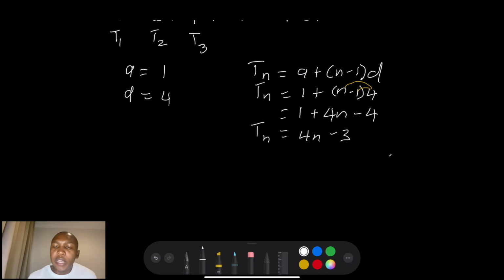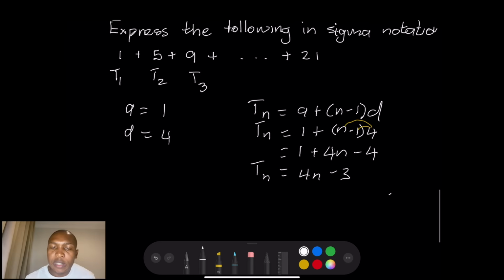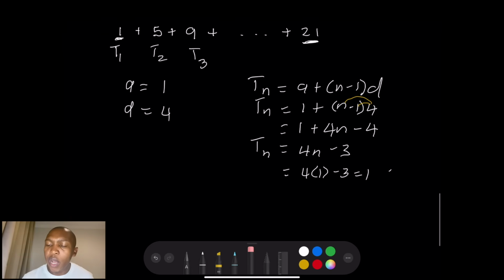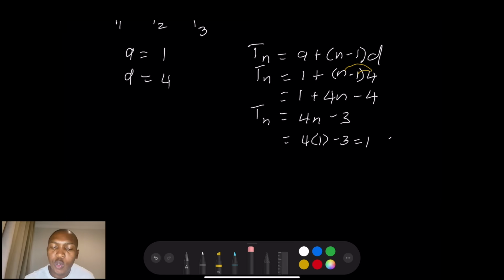Now, in this particular case, we know we're going to start at term 1. If you take that expression and substitute 1 in there, that's 4 times 1 minus 3. That definitely gives me 1, which is the first term. But now I want to know which term is 21. So let's find that out quickly. Which term actually gives us 21? So Tn, which is 4n minus 3, is equal to 21.